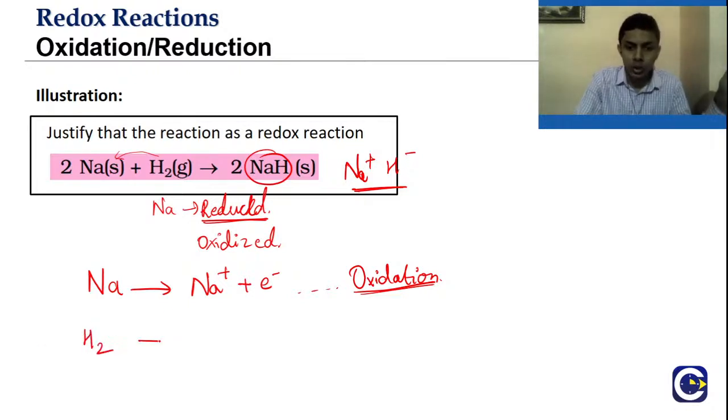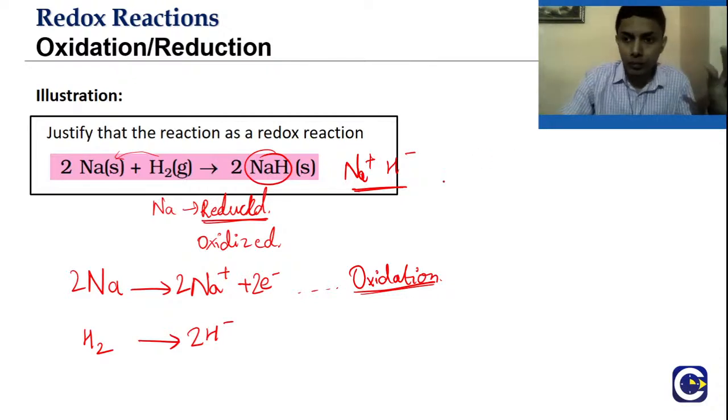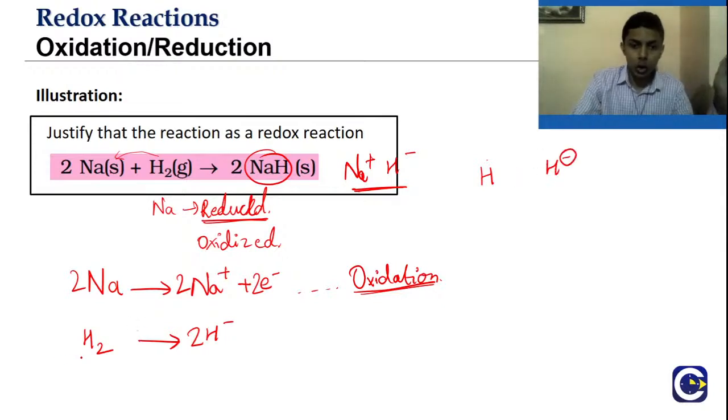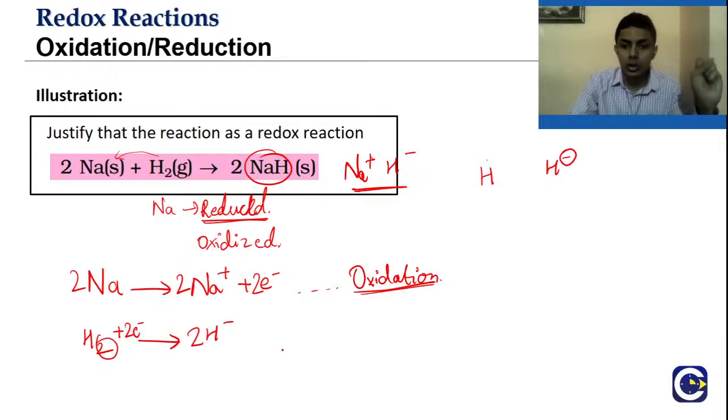So here 2Na is getting converted to 2Na+ by giving out two electrons. Just to balance, I am multiplying it with 2, and H2 is getting converted to 2H−. And how will it get converted? Each hydrogen atom is getting one extra electron, and such two hydrogen atoms are getting converted to 2H−. So that means they are absorbing two electrons. So this is reduction. Clear?